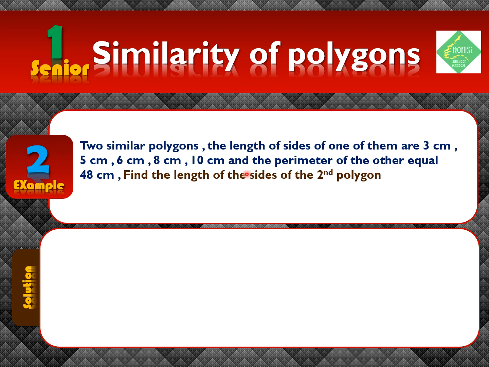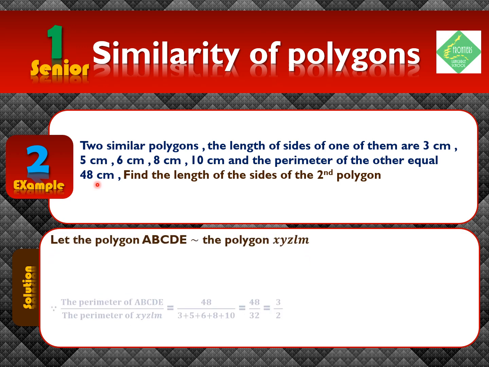Let's take example 2. Two similar polygons. The lengths of the sides of one of them are 3, 5, 6, 8, 10. So I can tell that the first polygon has 5 sides and the second polygon also has 5 sides. And the perimeter of the other equals 48 centimeter.